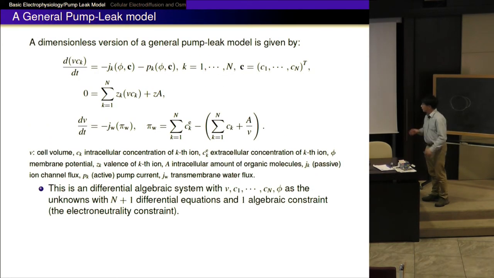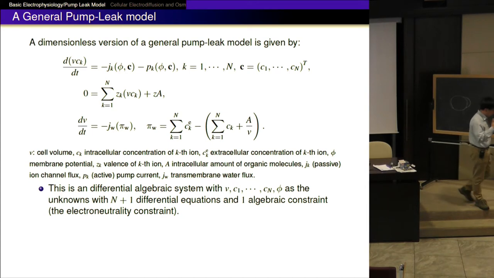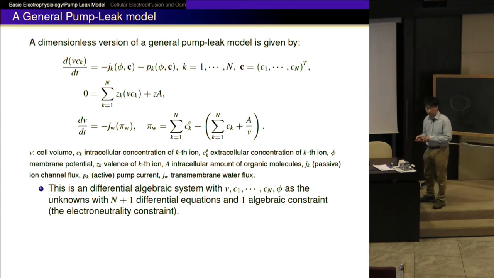Now, in general, what's the structure of this model? The structure of this model, if we non-dimensionalize, looks like this. We have n species of ions; in the previous model we had three, and then d(v c_k)/dt. So there was one term that represented the ion channel currents, and there was another term that represented the pump currents.